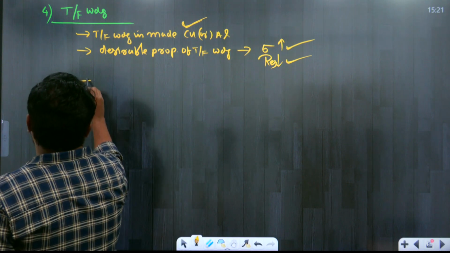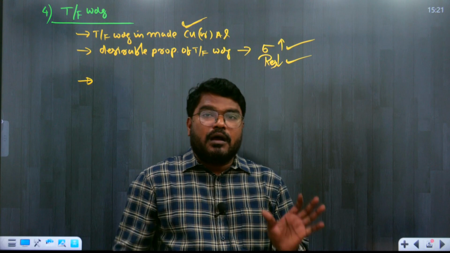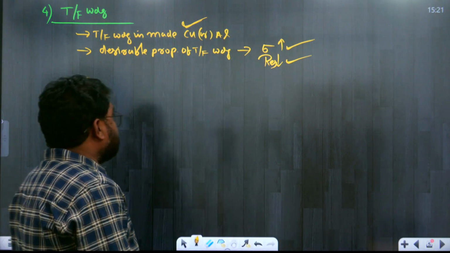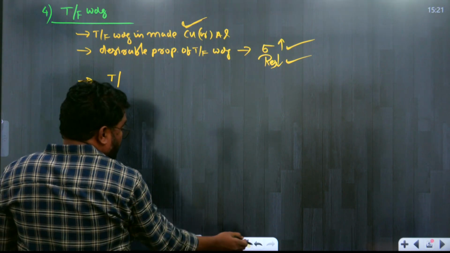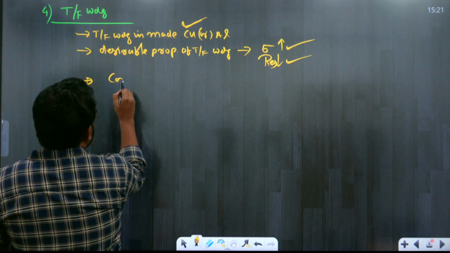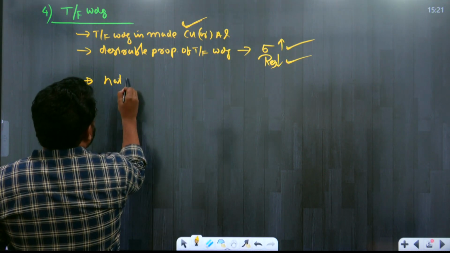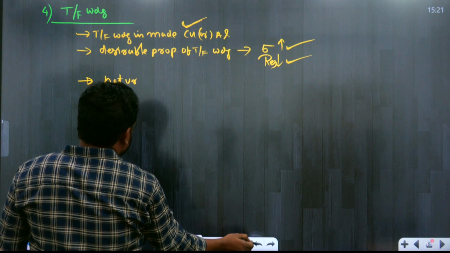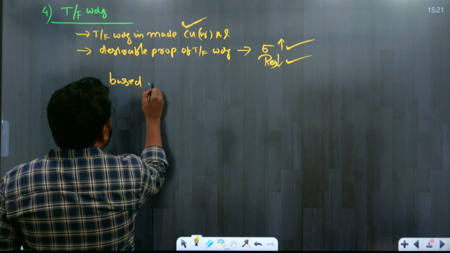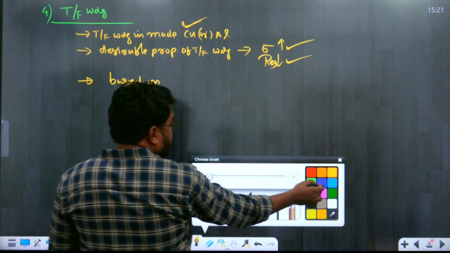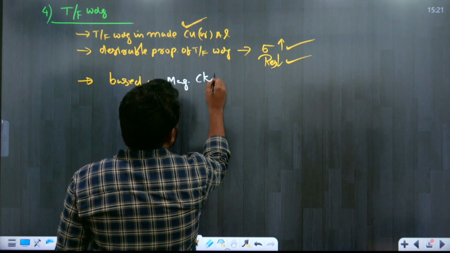And one more point. Based on the magnetic circuit used, transformers are classified into two types. One is the core type transformer, based on the nature of the magnetic circuit.